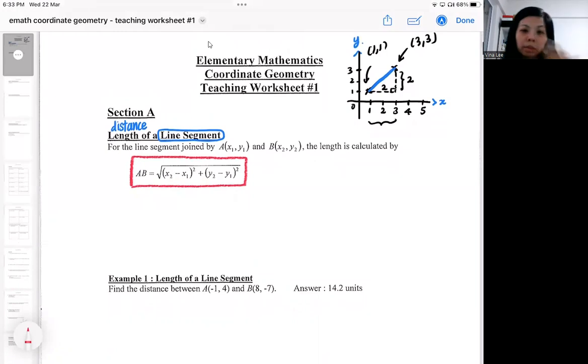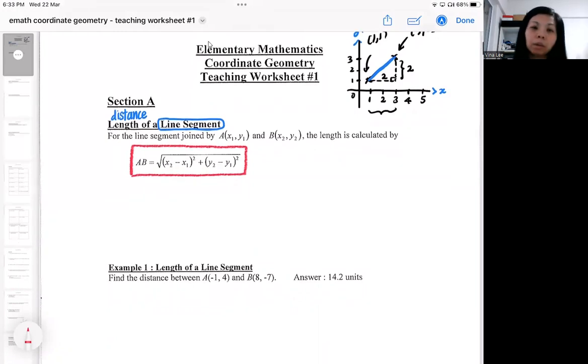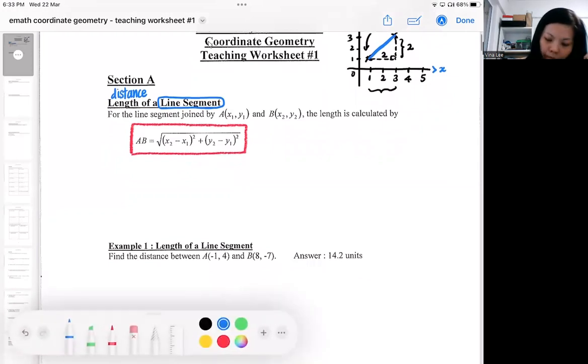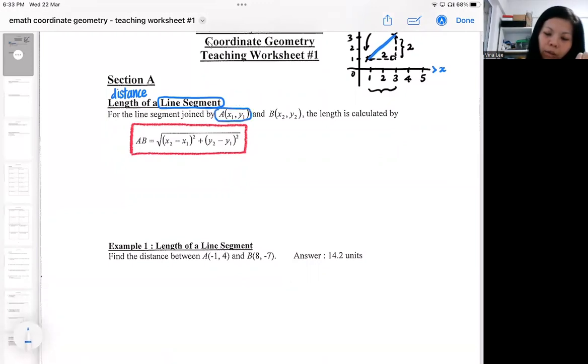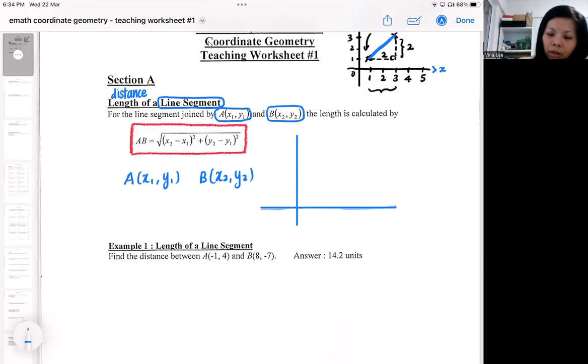I will explain the formula first, and then show you how it works. What you will need is 2 coordinates. You must know the x and y, so you must know x1, y1, and x2, y2. It can be any of the coordinates on the xy axis. I'm just showing you a generic one where this is A and then this is B.